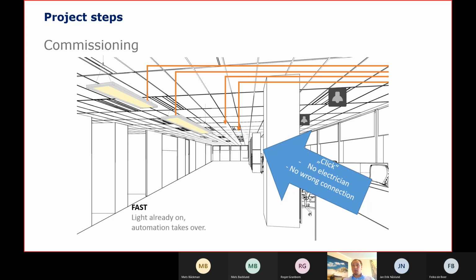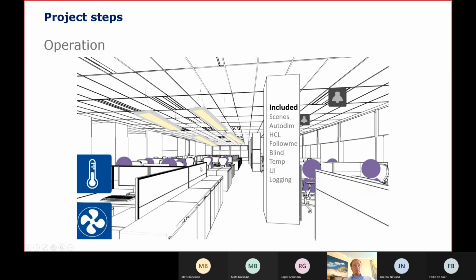The next step: when the rest of the installation from the other vendors is done, we come with our luminaire. We plug it in, just plug and play with a click to the existing connection, and the light immediately goes on. So while we install, the light is working. We go from one light to another and install it. On the next step, we are finished, because here it's all done.